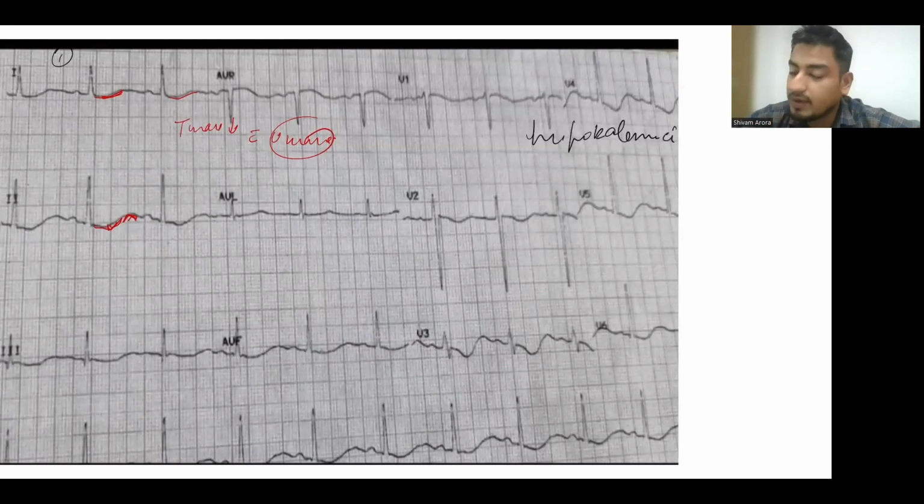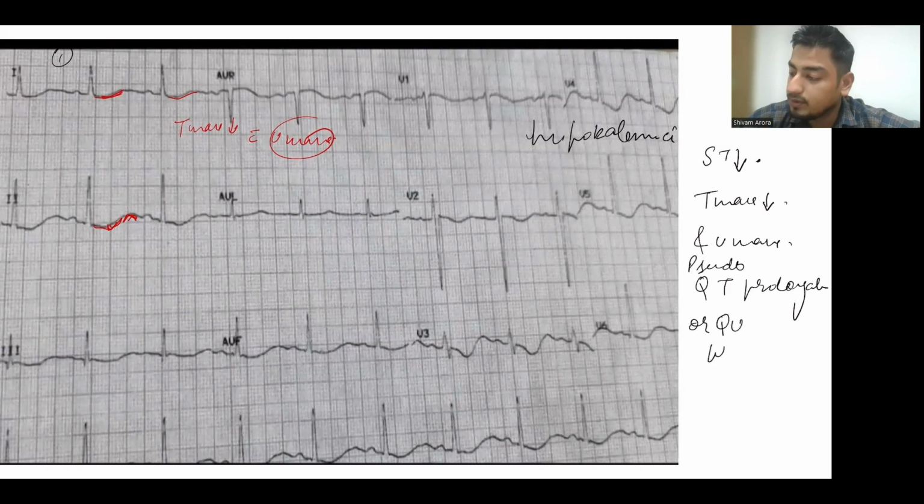What are the ECG changes of hypokalemia? In hypokalemia we have ST depressions, we have T wave inversions, and a U wave. Along with this we have pseudo QT prolongation or QU prolongation.